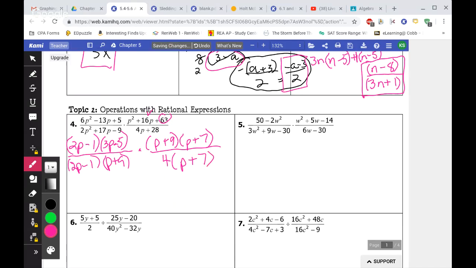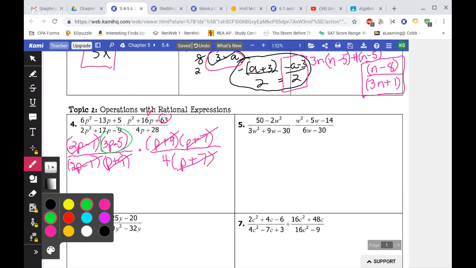And that's going to leave me p plus 7. So now I'm looking for things that I can cancel either vertically, up and down, or diagonally. And I see vertically, I can cancel the 2p minus 1. I see diagonally this way, the p plus 9. And I see vertically here, the p plus 7. So now I want to go back and see, what do I have left over? Well, I've got a 3p minus 5 on the top. And I've got a 4 on the bottom. And I can't see anything else that cancels, so that's my final answer for that one.